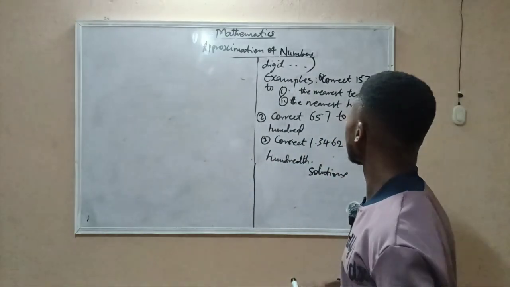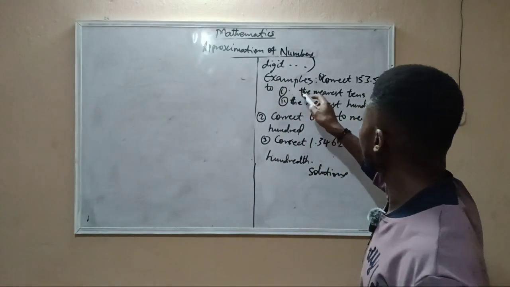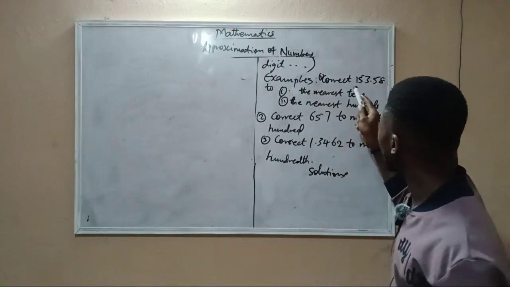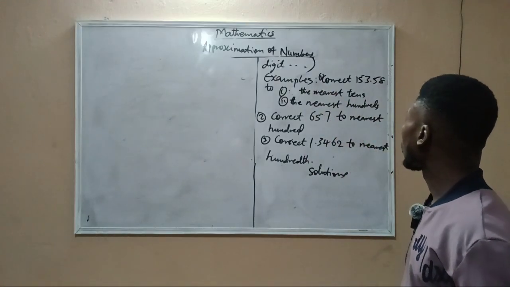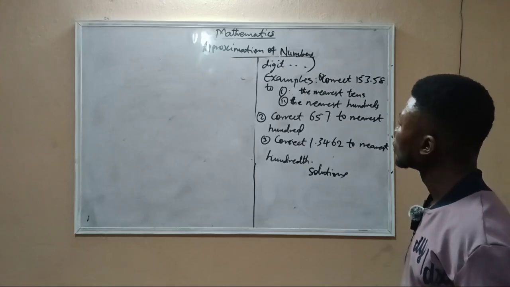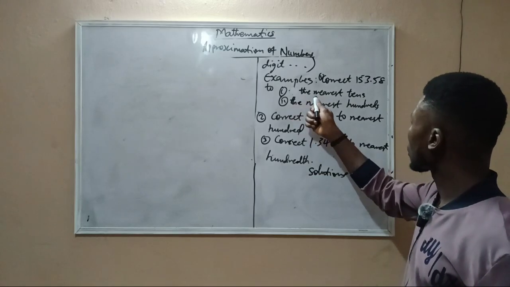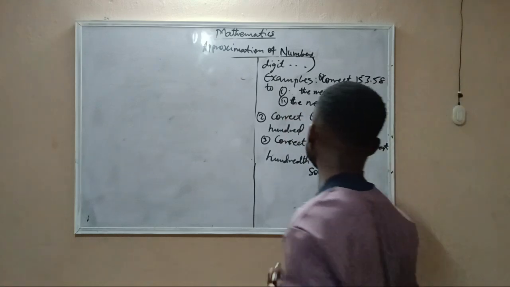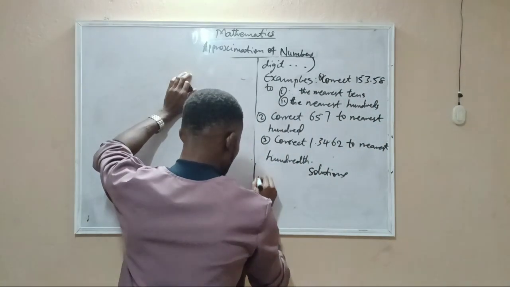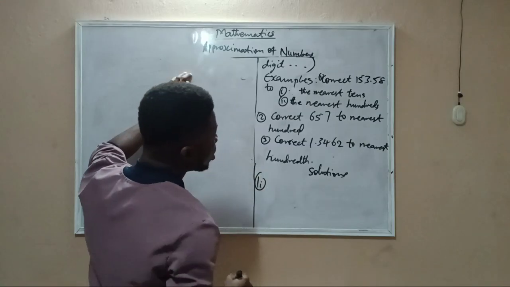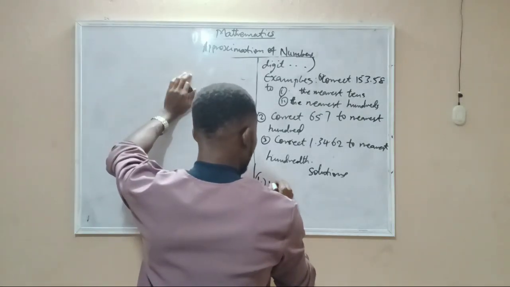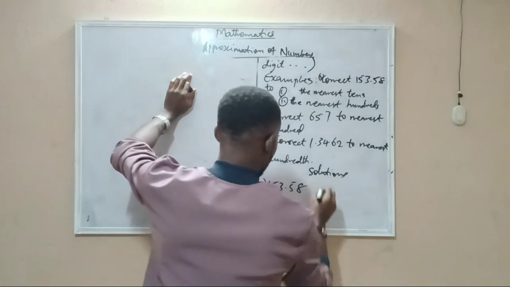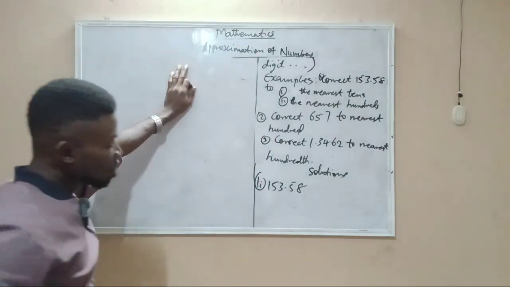Now look at these ones. The first one says, correct 153.58 to (i) the nearest tens, (ii) the nearest 100. You remember this thing we did.